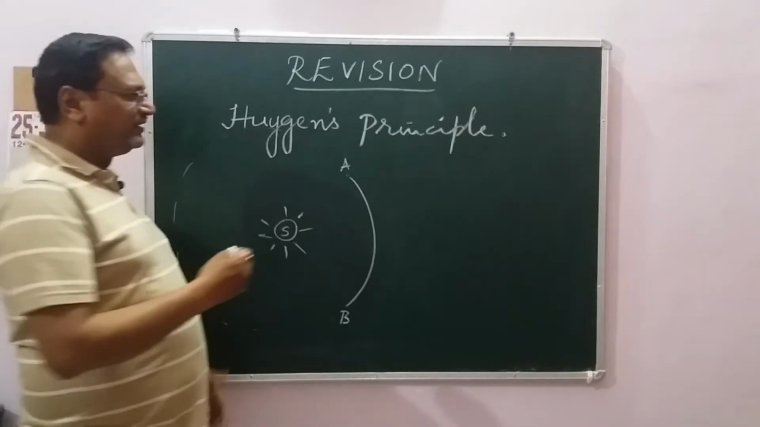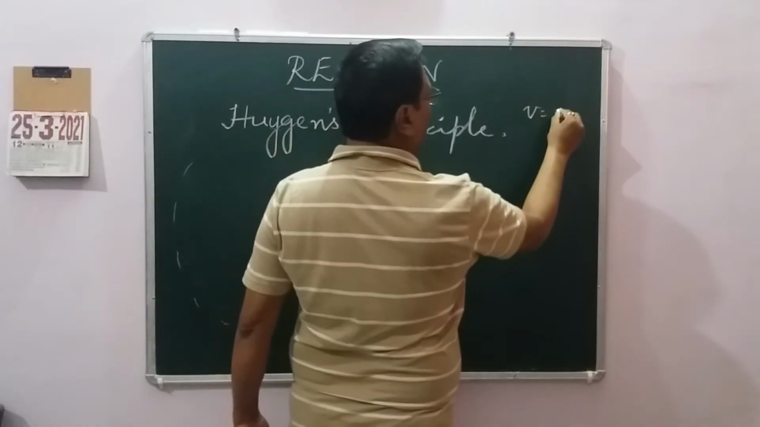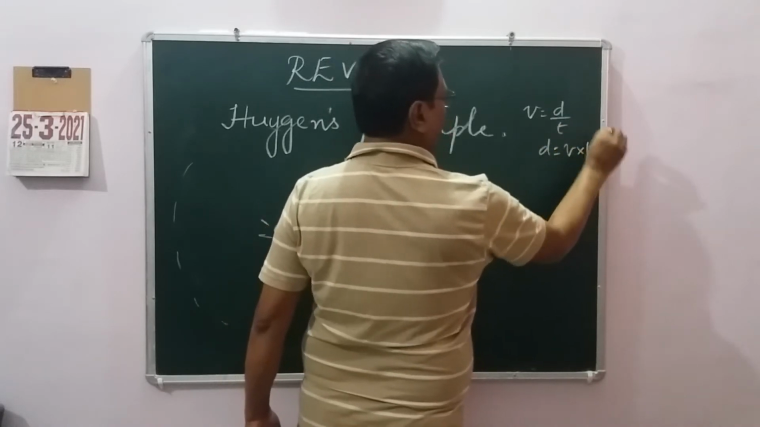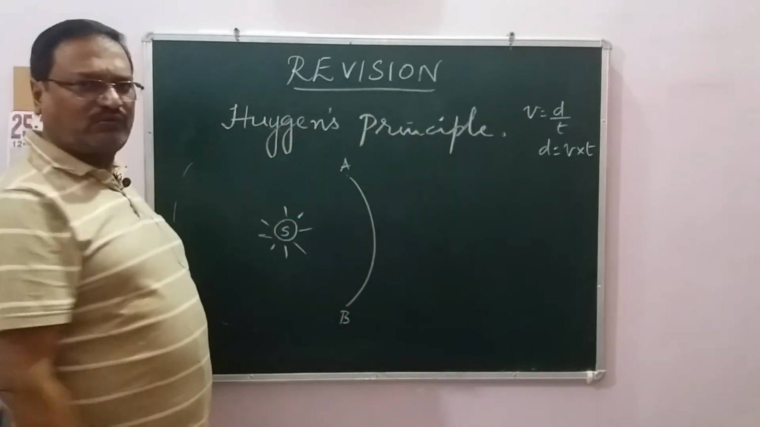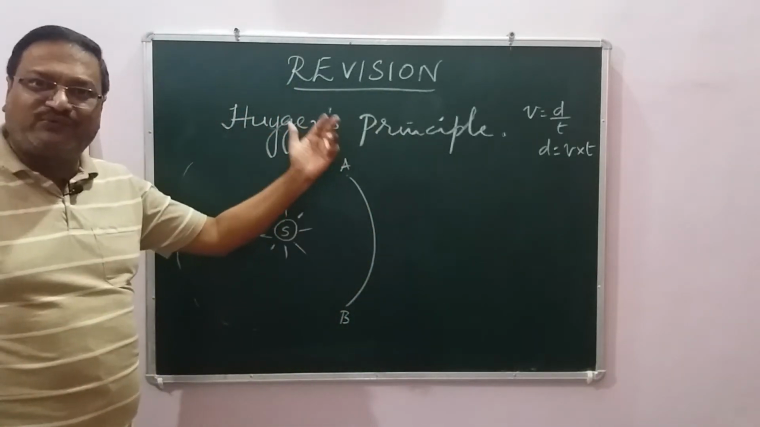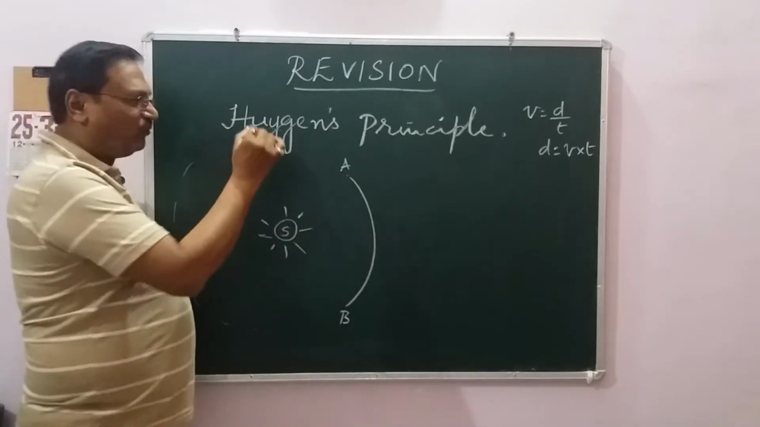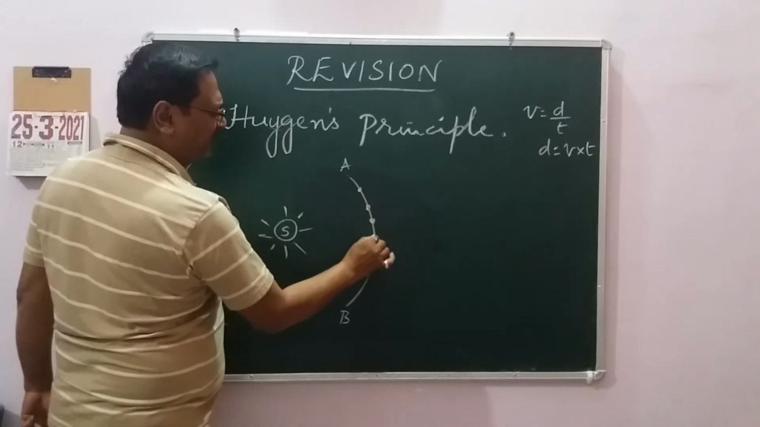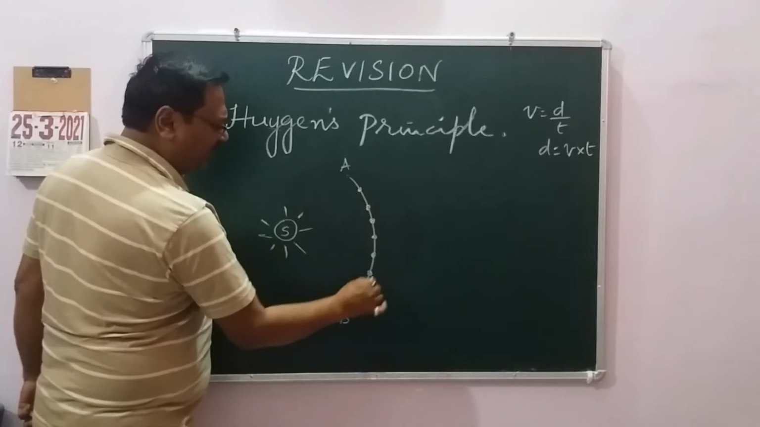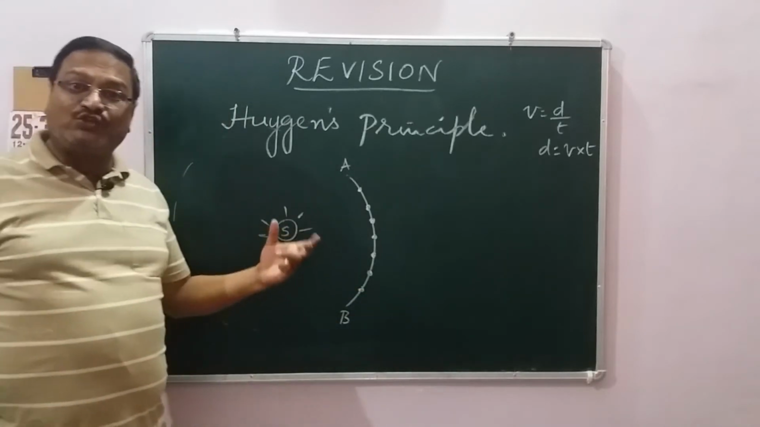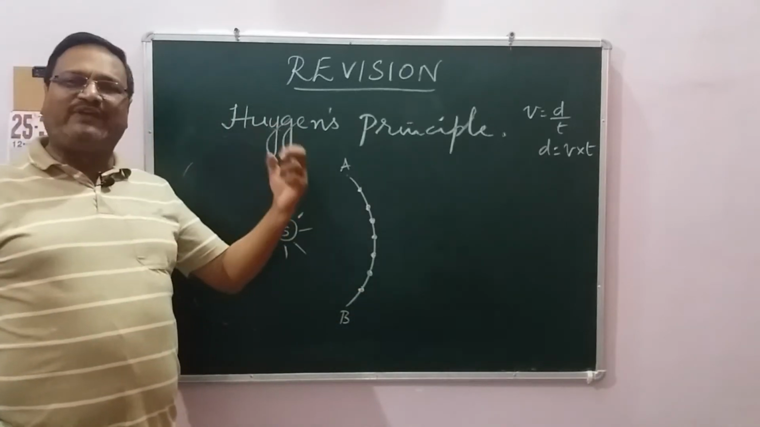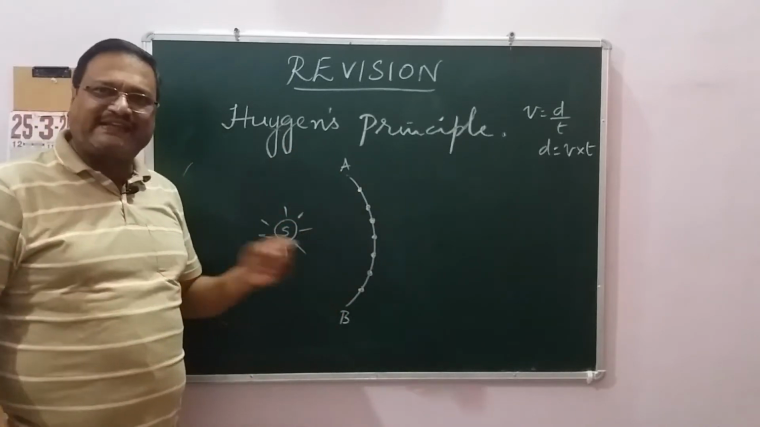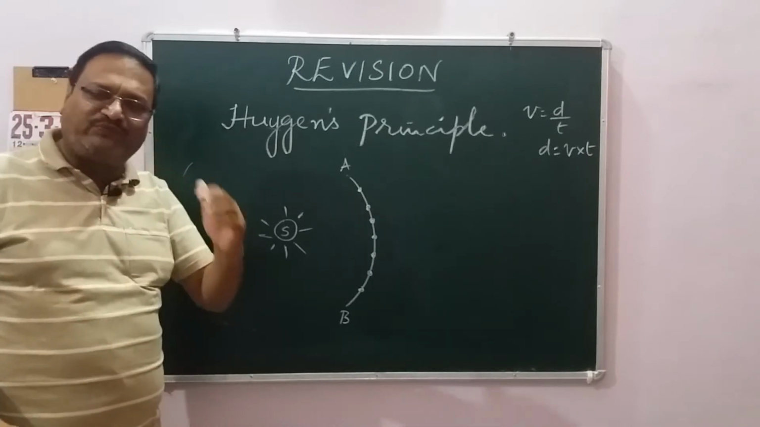Very simple, right? You know that velocity is equal to distance upon time. Distance is equal to velocity into time. Here, I wanted to find out how to find the next wave front. For that, what Huygens says is that every point on the wave front acts as a source for secondary wavelets.